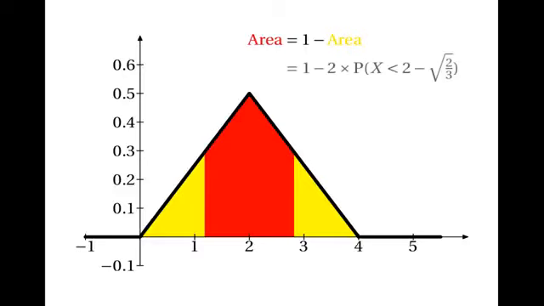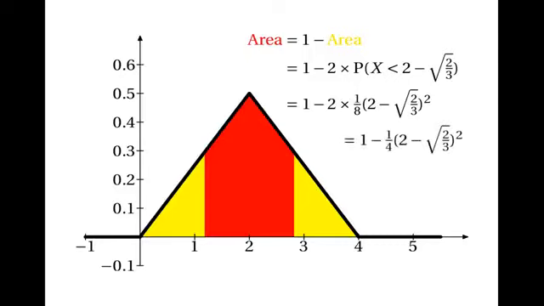We can say that the red area will be 1 take away 2 times the probability that x is less than 2 minus the square root of 2/3. And again, using the answer that we got earlier, that's going to be 1 take away 2 times 1/8 of the square of 2 minus the square root of 2/3, which is 1 take away 1/4 of the square of 2 minus the square root of 2/3, which is 0.650 to 3 significant figures.